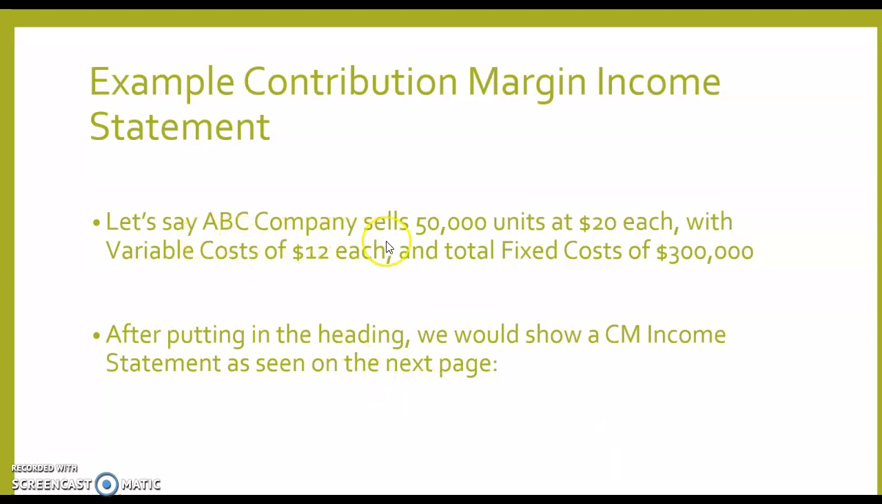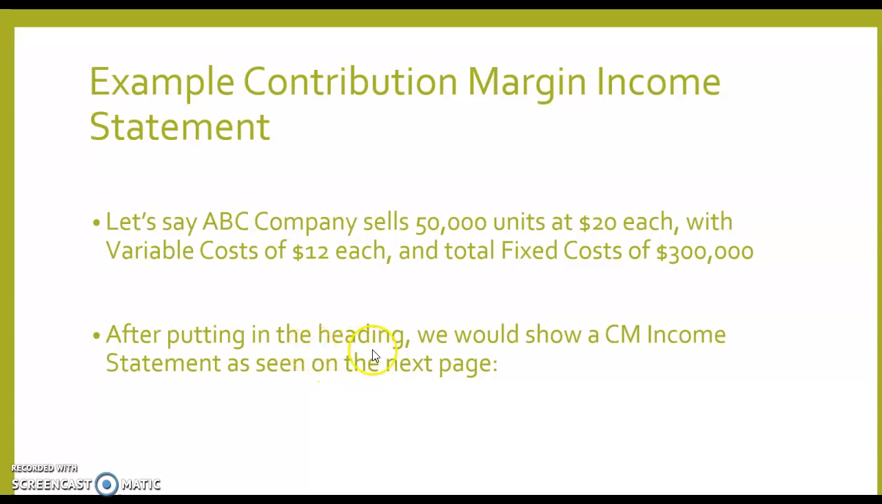Okay, so let's say ABC Company sells 50,000 units at $20 each to the customer. Well, we would take 50,000 times $20. That would give us total sales. $20 is the sales price for 1 unit. Then we have variable cost of $12 each, $12 per unit of variable cost, times 50,000 if we want to know the total variable cost. And we have total fixed costs of 300,000.